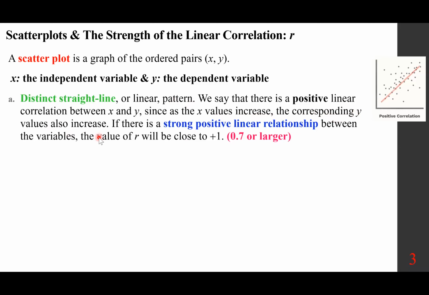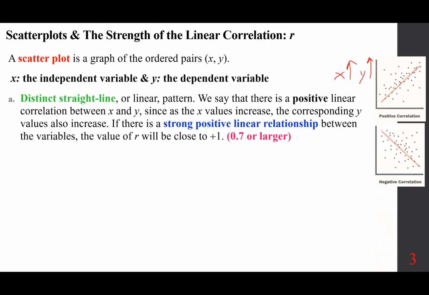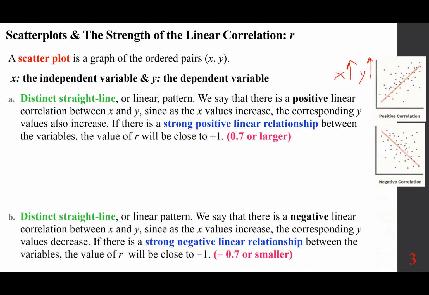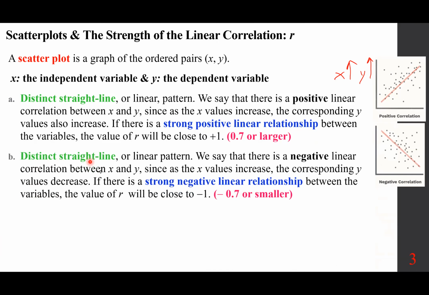If there is a strong positive linear relationship between the variables, the value of r will be close to +1, normally 0.7 or larger. In other words, as you can see in this case, as x increases, so does y. In this case, we have a distinct straight line or a linear pattern.